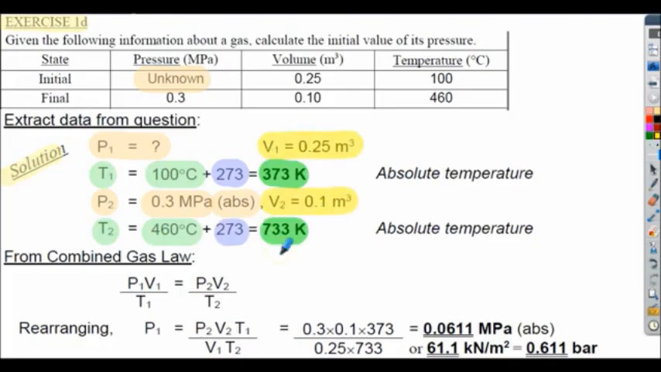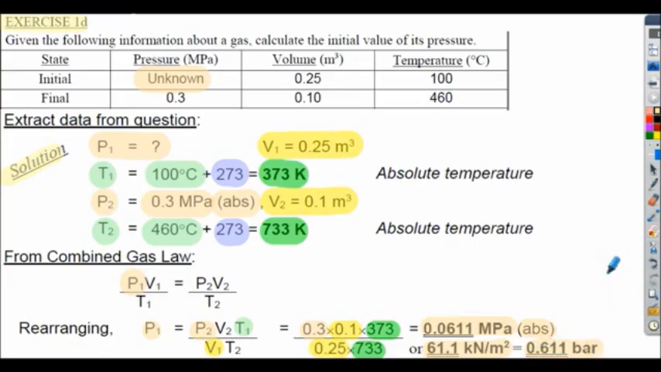So from our combined gas law, we now have to rearrange the equation to find P1, the unknown. To do that, we'll simply multiply both sides by T1 and divide both sides by V1. Inserting the values, notice I put my pressure into the formula in terms of megapascals, so when I evaluate, the answer will be in megapascals, the absolute pressure here. And of course 0.0611 megapascals is the same as 61.1 kilonewtons per meter squared, or the same as 0.611 bar.